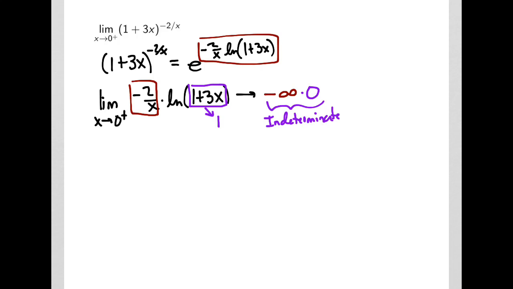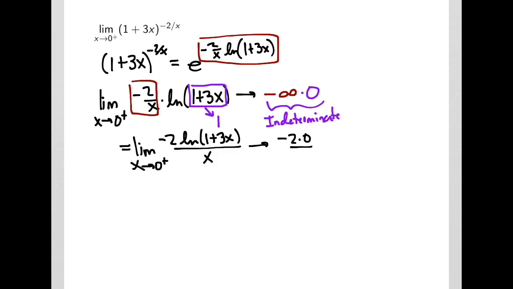So what we'll do is we'll rewrite this. This is the same as the limit, and we'll just write this fraction so it's negative 2 logarithm of 1 plus 3x divided by x. And this makes all the difference in the world, because now I have a fraction. On the top, I get negative 2 times 0, and on the bottom I get 0. And so this is an indeterminate form, but now I can use L'Hopital's rule. L'Hopital's rule applies.